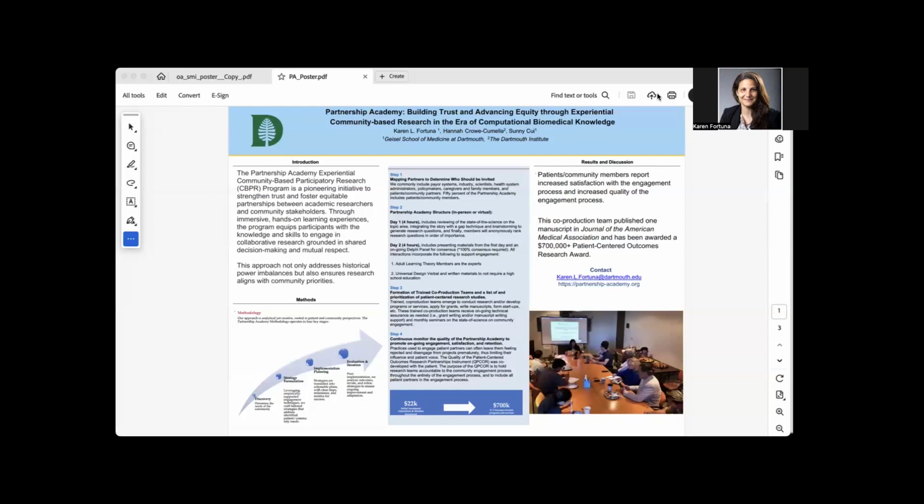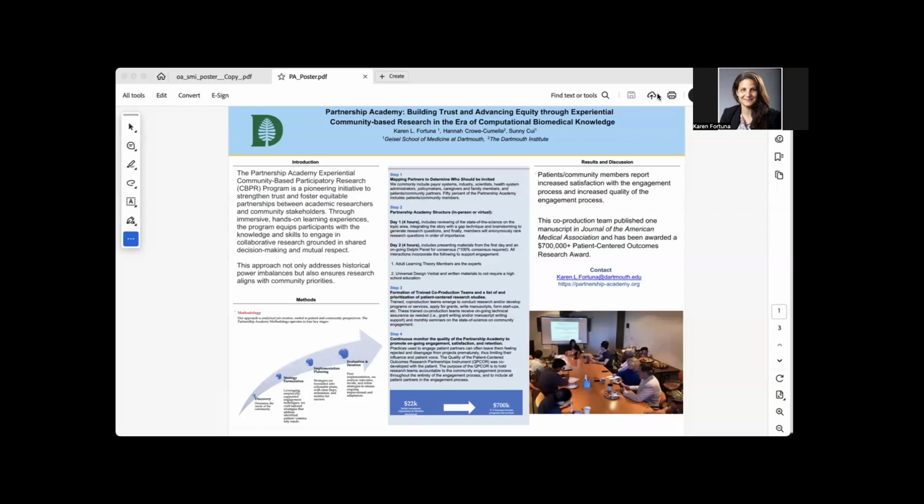From that group, we have a formation of co-production teams where we list and prioritize these patient-generated research studies, which have included identifying variables related to early mortality and really changing the trajectory of our entire work. And then from this, we offer technical assistance around grant writing or manuscript writing, and also monthly seminars on the state of the science of community engagement.